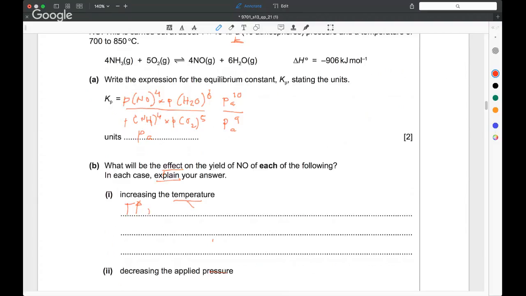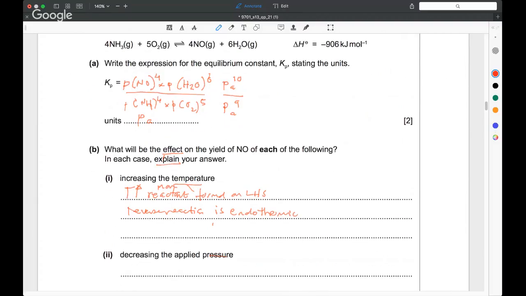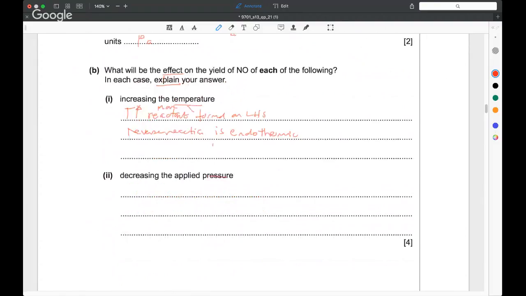And so you should say more reactant is formed on the left-hand side. And the reason for that is that the reverse reaction is endothermic, because the forward reaction is exothermic. Okay, so we've got our 2 points there. And again, we've got to have an effect and an explanation.